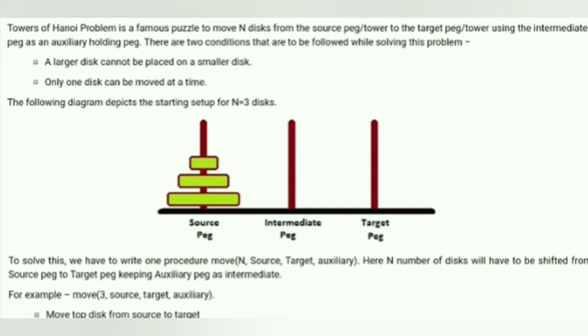So the intermediate size disk will be going to the target. So the target is now having two disks, the largest one at the bottom and the intermediate one at its top, and the smallest one is at the source. So from the source to the target, the last disk will have to be moved. So in this way, my program will give you the output.